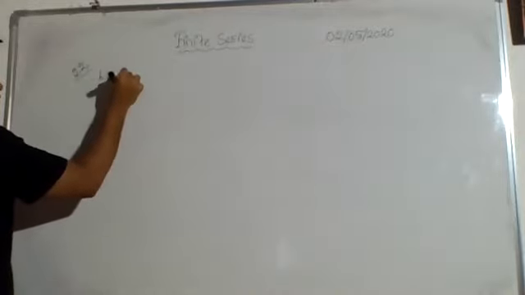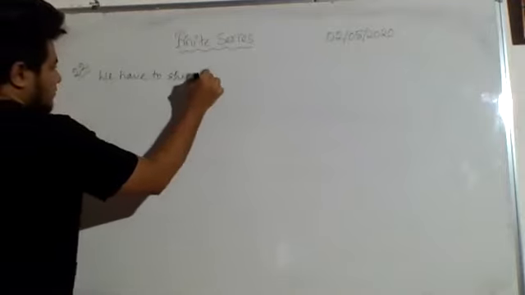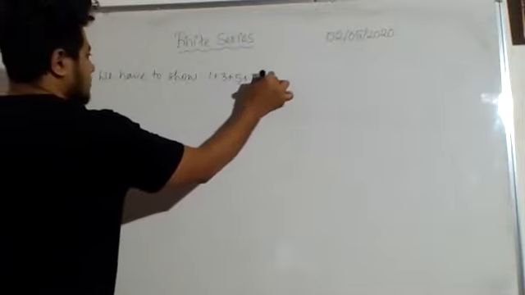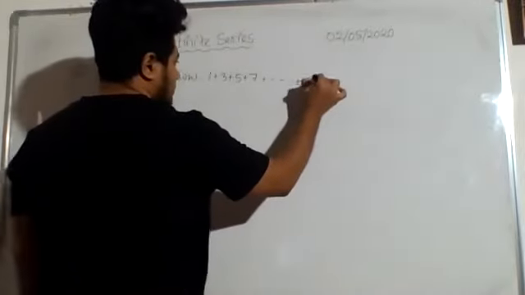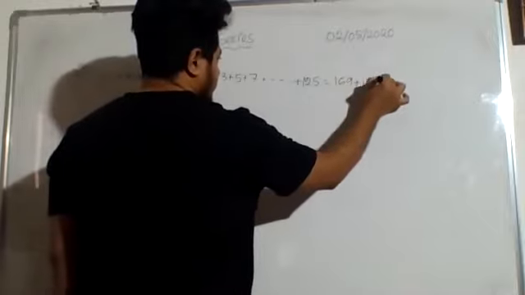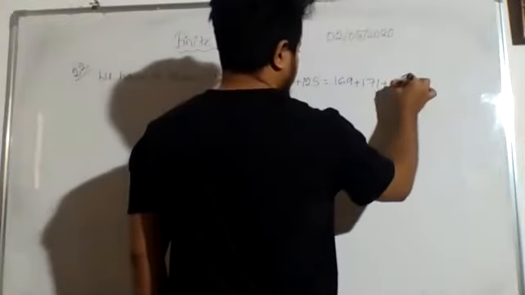Achha, we have to show 1 plus 3 plus 5 plus 7 plus up to how much? 125. 125. This is equal to 169 plus 171 plus 173 up to 209.